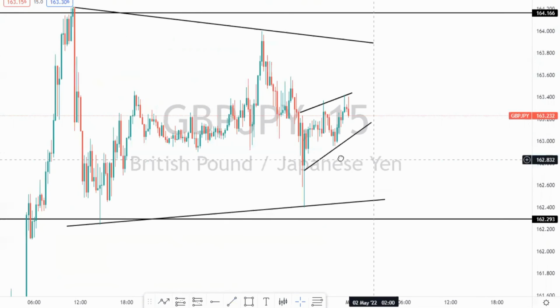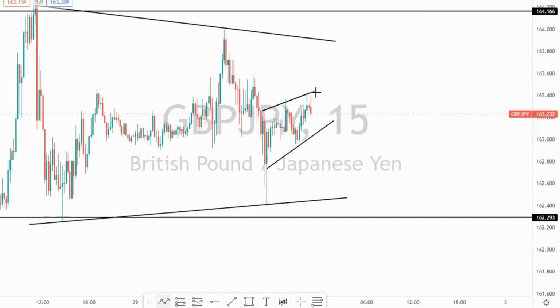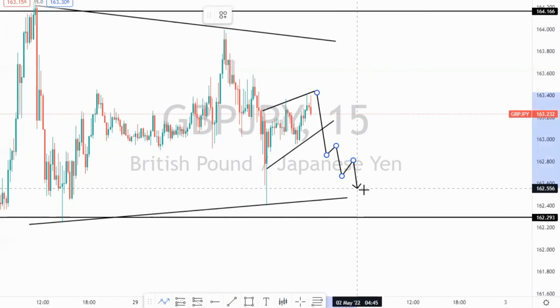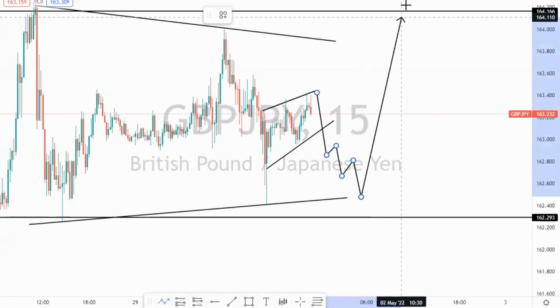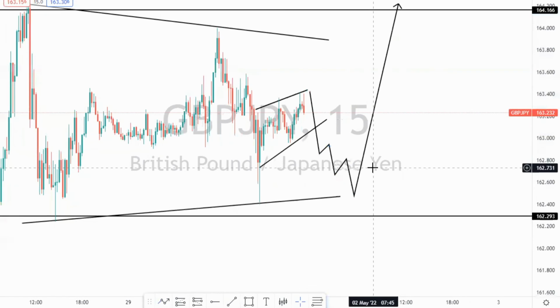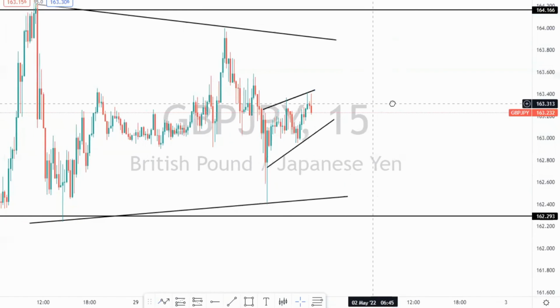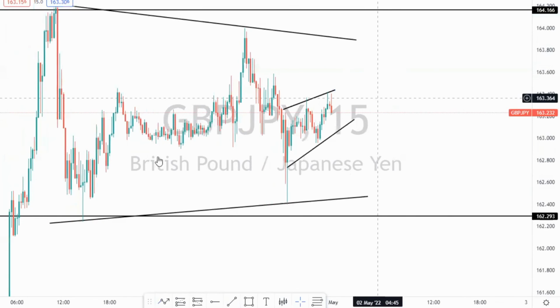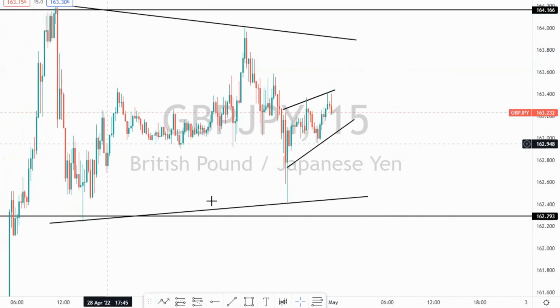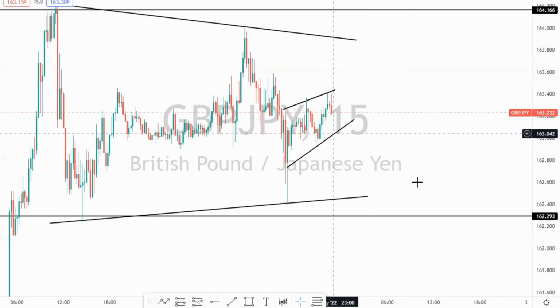So my anticipation will be a push to the downside, creating a third touch, right? Creating a third touch. This is just the probability, guys. Not saying that it's gonna happen, but this is just a probability. But what we are seeing right now is that GBPJPY actually has been trading between these two levels.